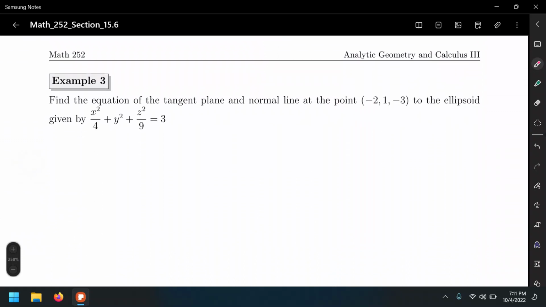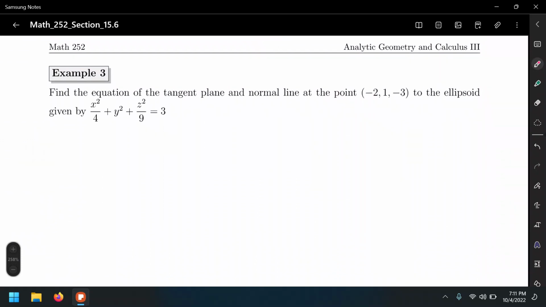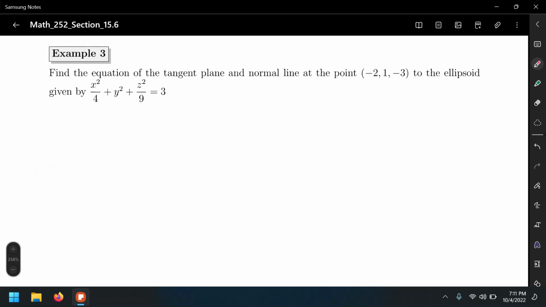Okay, so let's look at one example. Find the equation of the tangent plane and normal line at the point negative 2, 1, negative 3 to the ellipsoid given by x squared over 4 plus y squared plus z squared over 9 equals 3. In this case, what are we going to do? We're going to treat this like an implicit function. The reason why we cannot treat this surface as an explicit function is because if we try to solve for z, we will eventually have to use the square root property, giving rise to two different solutions. So we have an issue there.